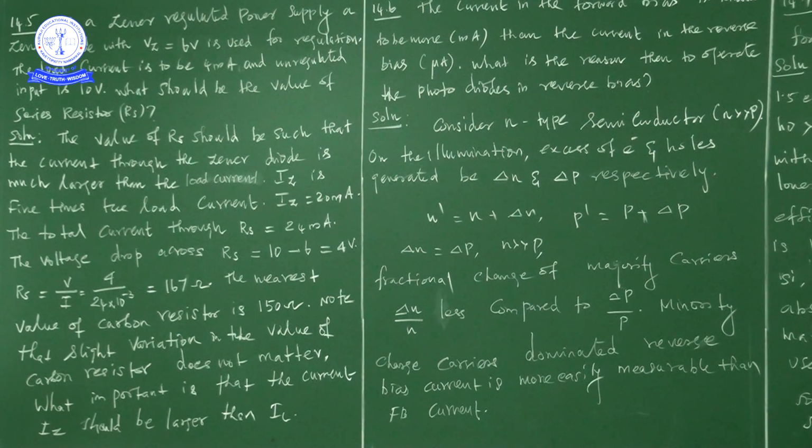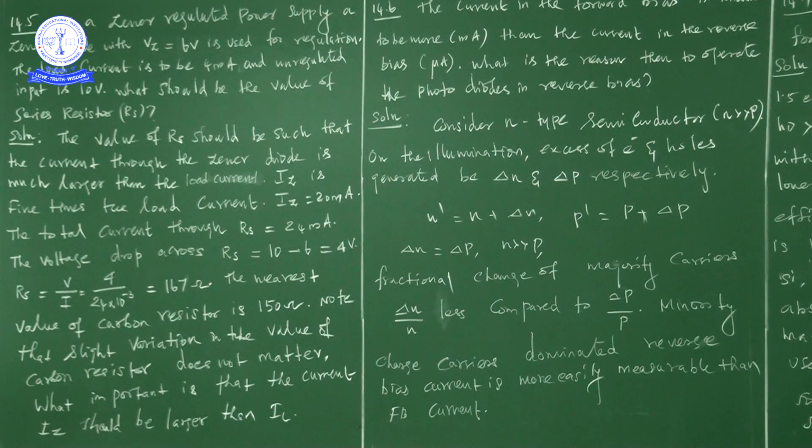We already calculated the current through the resistor as 24 milliampere, and the voltage across the series resistor as 4 volt. So from these values we can easily calculate the series resistance. By Ohm's law, R is equal to V by I, so 4 by 24 into 10 power of minus 3, which means 4000 by 24, equal to 167 ohm.